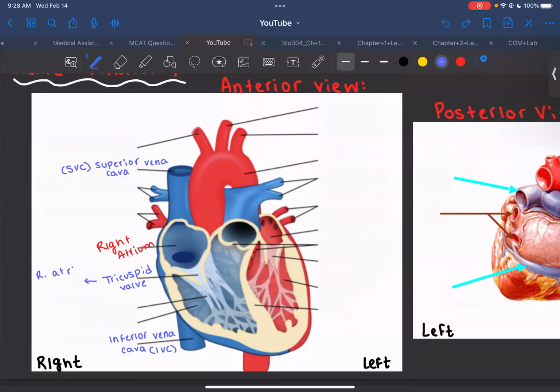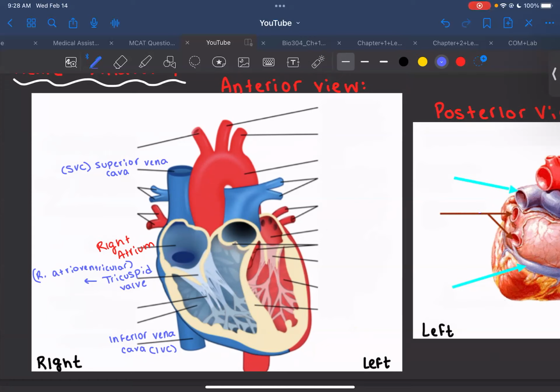Atrioventricular valve. Let me type that out. Because it is the valve that is in between the atrium and the ventricle, hence atrioventricular valve. But most people just say tricuspid valve because it's shorter and it's easier to say and write.